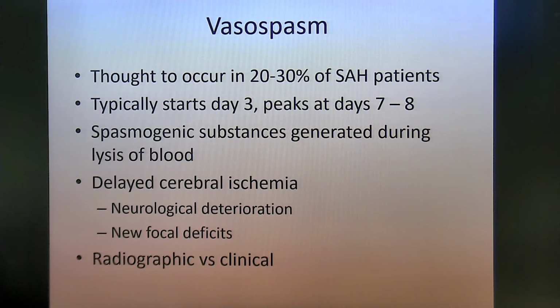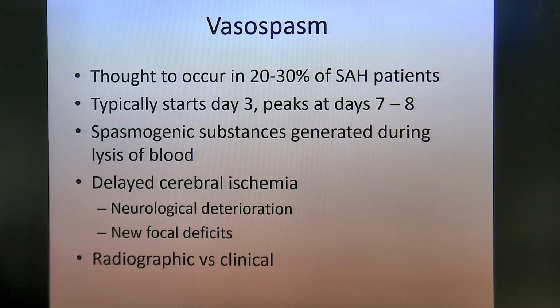As these patients recover from their subarachnoid hemorrhage, one of the untoward side effects or results of the injury is what's known as vasospasm. It's thought to occur in up to 30% of these patients. It starts at day 3, and usually the risk peaks at day 7 to 8. Why does it occur? There are substances released from the lysis of blood which are spasmogenic. And the big danger is delayed cerebral ischemia leading to stroke.